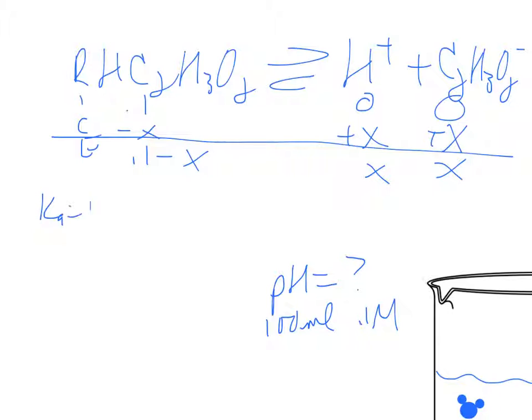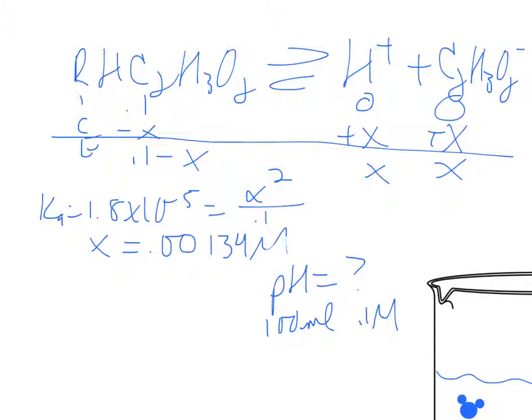We said our Ka was 1.8 times 10 to the negative 5 molar, which is products over reactants. Products over reactants. When I solved for X, I got 0.00134 molar. So I plug that into my pH equals negative log of hydrogen ion concentration.